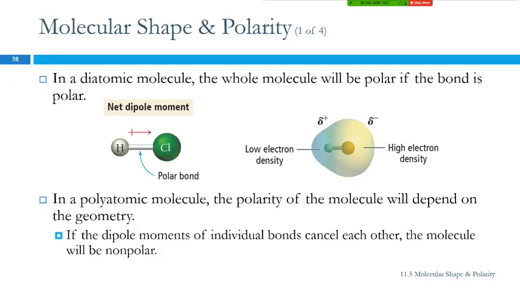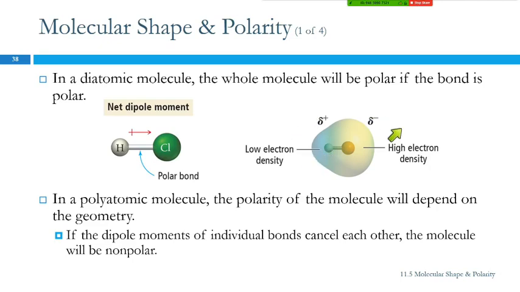So let's talk about molecular shapes and polarity. We've talked a little bit about polar bonds. If we have two atoms that have different electronegativities, they're going to share the electrons in that covalent bond unequally. Here we've got chlorine and hydrogen. Chlorine is more electronegative. It draws the electrons towards itself.